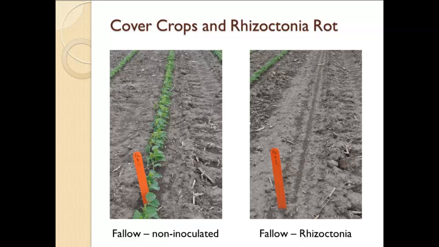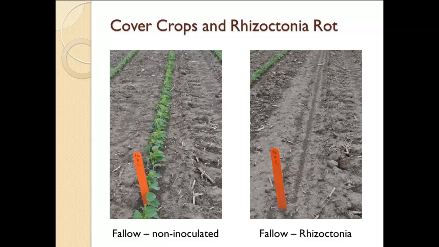I'm actually just finishing up a study funded by the North Central SARE program, where we're looking at the effect of cover crops on soybean diseases. I've looked at four different cover crops and compared them to a fallow, looking at rye, rape, canola, and mustard, and seeing if they have an effect on the following soybean crop that we plant.